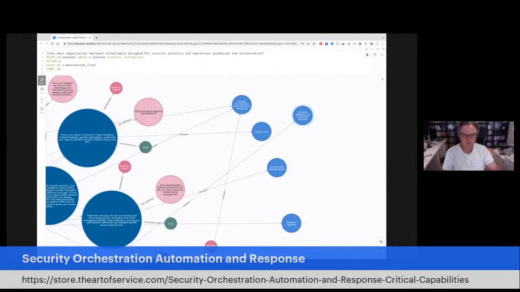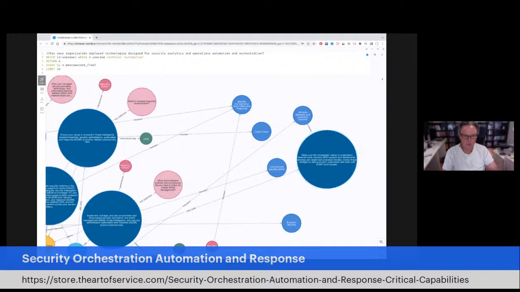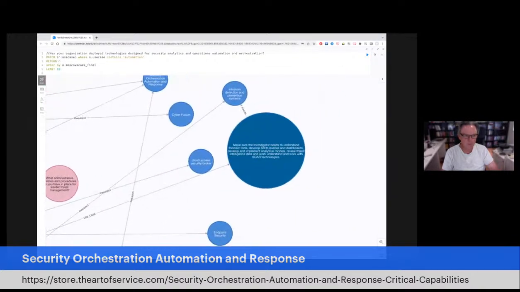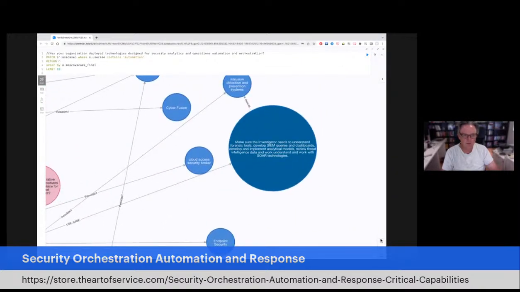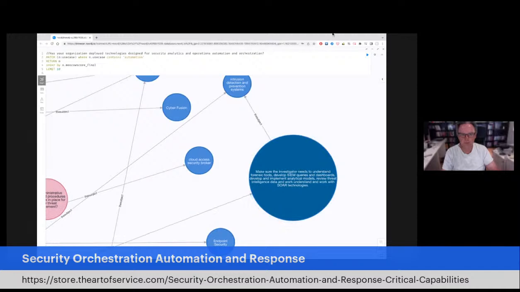Now I'm really interested in intrusion detection and prevention systems. I don't know what's in here, so let's see what's there. There we go. We got another winner. Make sure the investigator needs to understand forensic tools. Let me zoom in. You can see it as well. Develop SIEM queries and dashboards. Develop and implement analytical models. Review threat intelligence data and understand and work with SOAR technologies. Intrusion detection and prevention systems.